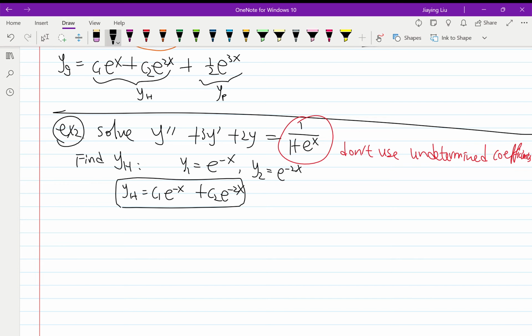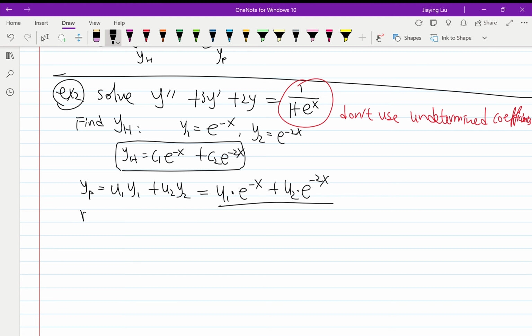So the next thing is that to find the particular solution, I'm going to write down the general formula. Yp equals u1 y1 plus u2 y2. So I'm going to plug in y1, y2. So that's u1 times e to the negative x plus u2 times e to the negative 2x. And we will come back to here to plug in u1 and the u2 at some point.